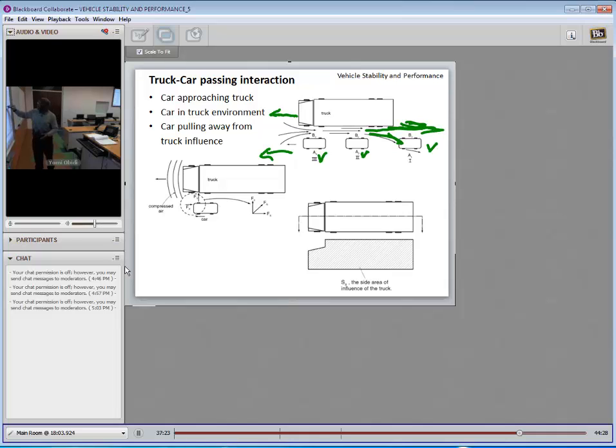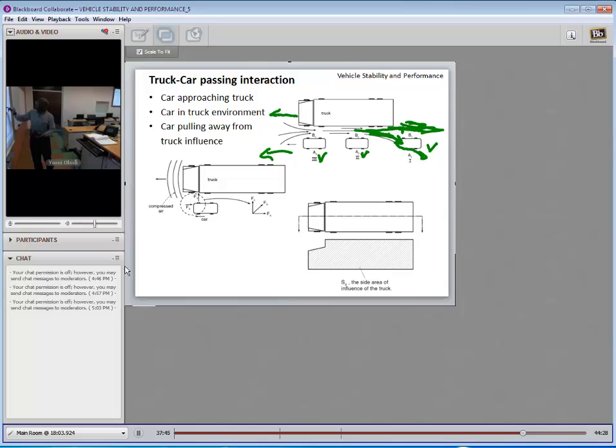So essentially, the car is experiencing an air wall around here, and this flow coming here then hits the car. So what it tends to do is it hits the car and keeps going this way.